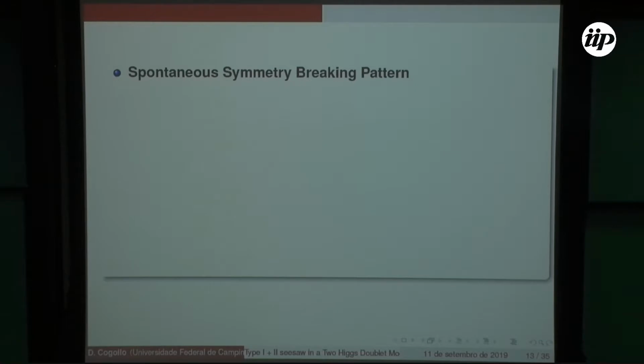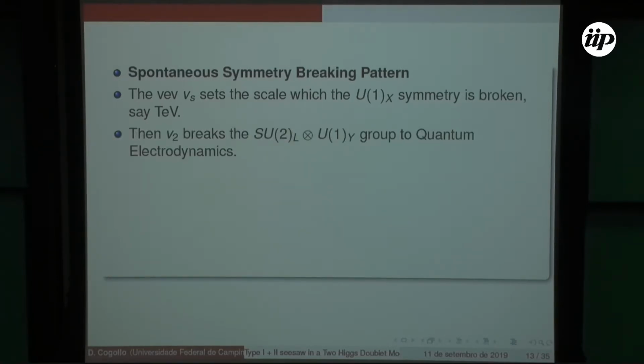What is the spontaneous symmetry breaking pattern in this model? The VEV of Vs sets the scale at which the U(1)X symmetry is broken. Then we choose that this scale is TeV. Then V2 breaks the SU(2)×U(1) group to the U(1) electromagnetic group.